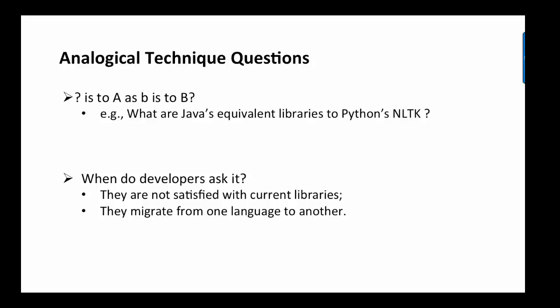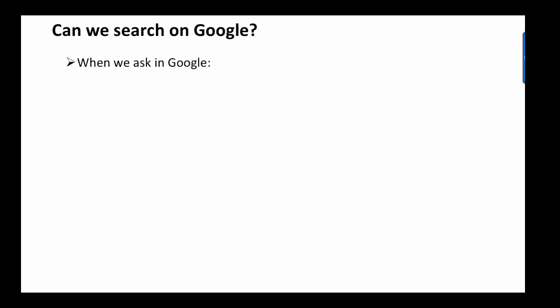So when do developers ask such questions? Firstly, they are not satisfied with current libraries, because the current library may not be under active maintenance. Secondly, they may migrate from one language to another language, so they want to find the equivalent libraries to the old languages. So traditionally, developers will first search that question on Google.